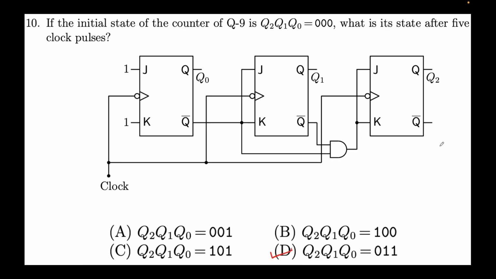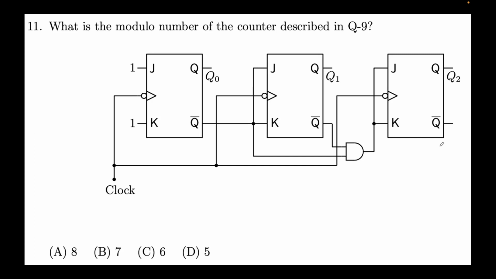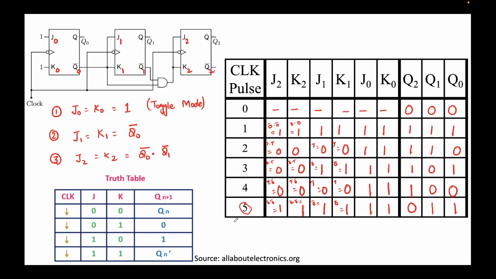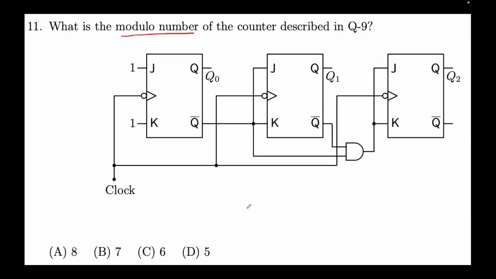Right, so now this is the 10th problem, that's complete. Problem number 11 asks what is the modulo number of the counter described in Q9. So for this circuit we need to find the modulo number, and note that the 4 options are 8, 7, 6 and 5. We have already solved up to 5 clock pulses. 5 is not the answer, because it's not repeating, so it's either 6, 7 or 8.